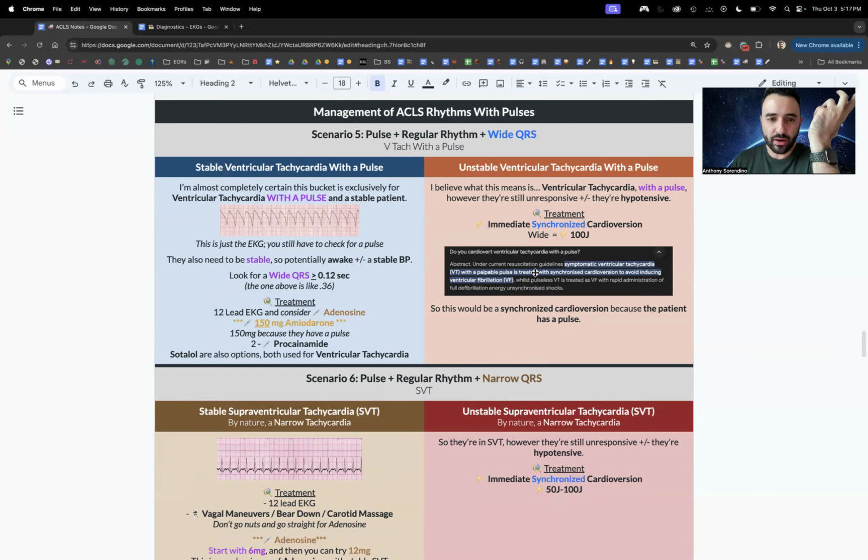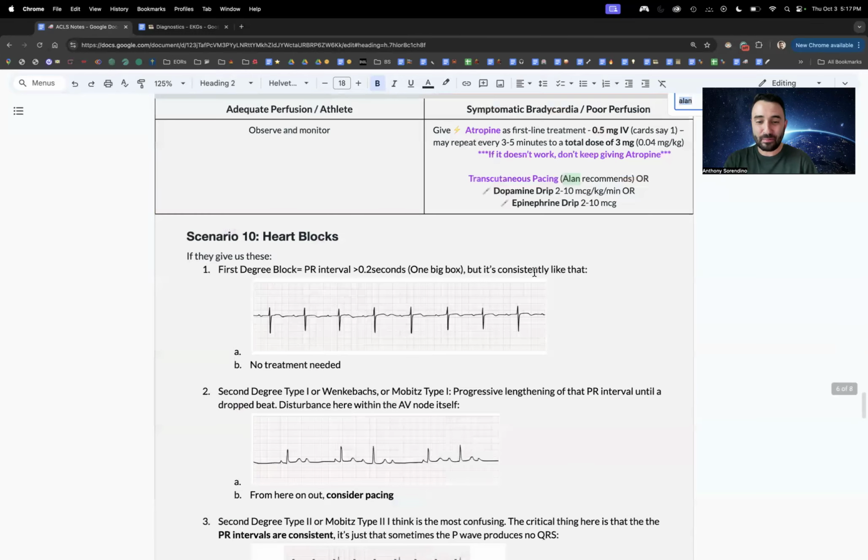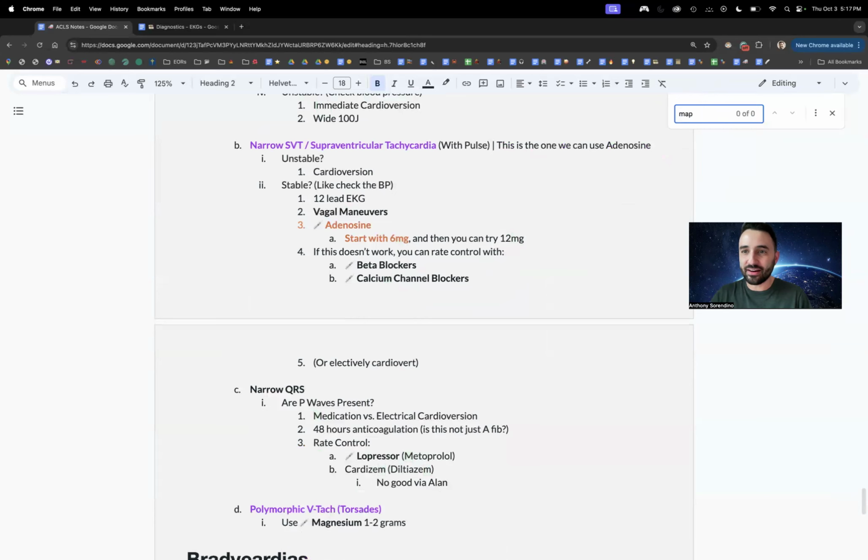I forget what the MAP is for that. Not terribly important. Actually, it probably is pretty important. I just don't have that here. I have it somewhere.